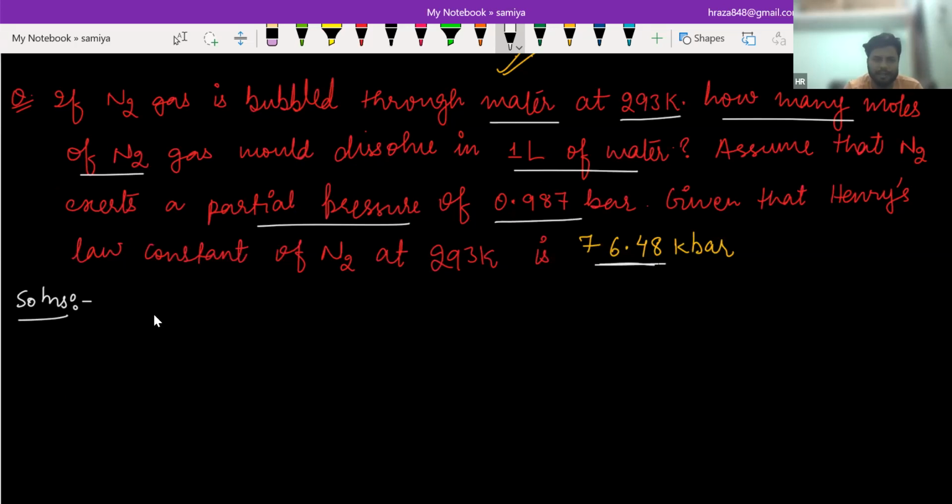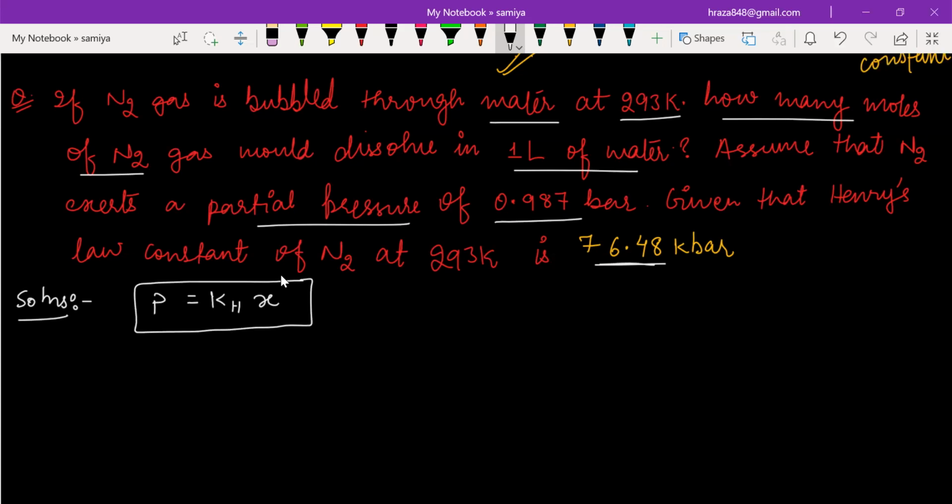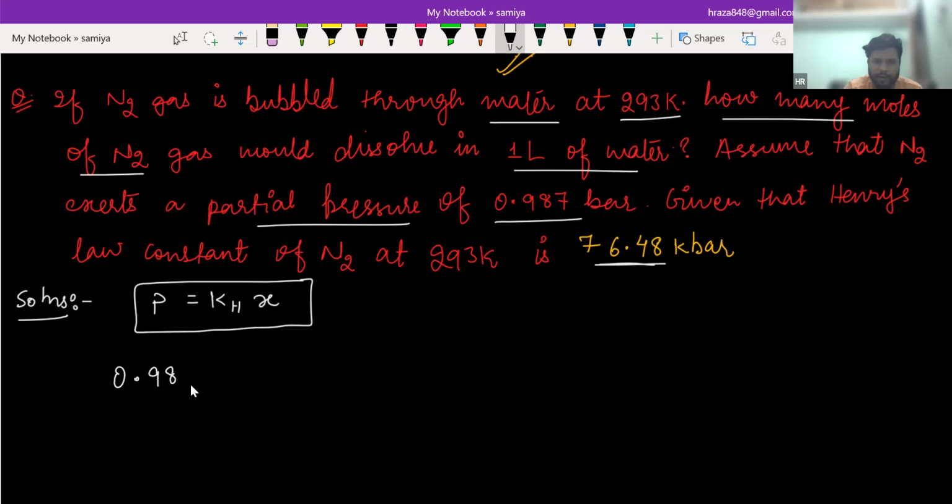So P is equal to Kh times X, the mole fraction. Yes or no? Tell me. Yes, sir. This will be the formula. Now see, the partial pressure is already given, that is 0.987, and Kh is already given as 76.848 kilobar. So I can easily convert it into bar. It will be this much bar. Multiplying it by 1000, it will be converted into bar.